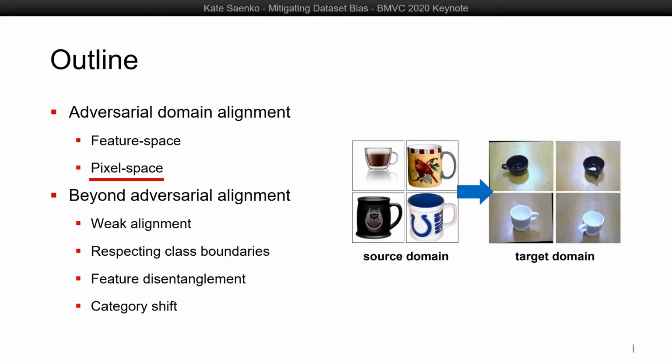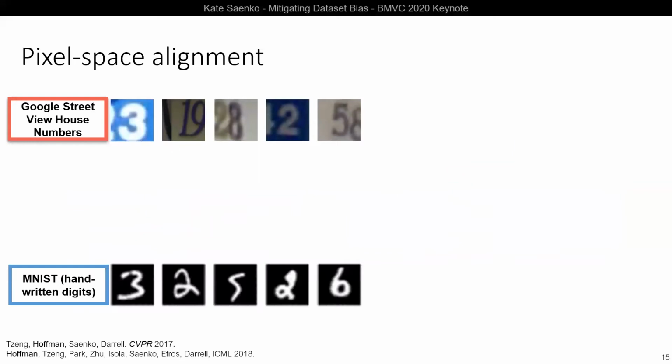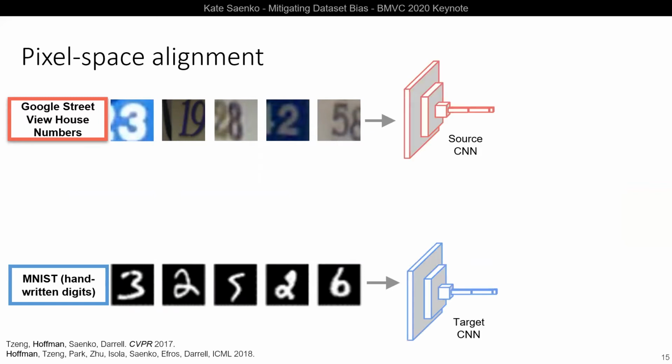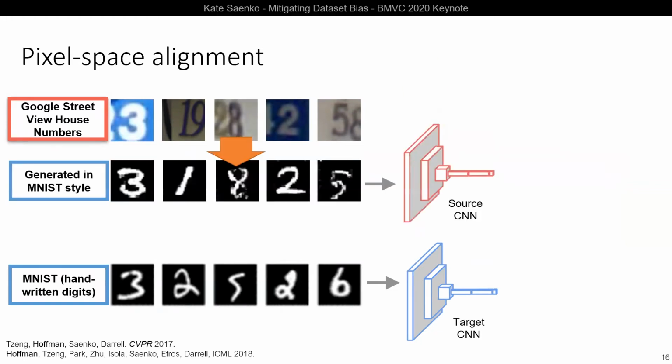Okay, so we can do a similar kind of alignment, but in image space directly. For example, let's suppose that we have, again, a digit domain with labels, which comes from Google Street View numbers, which look different from our target handwritten MNIST digit domain. So instead of feeding images directly into our feature encoders, what we can do is first train an image-to-image translation model to translate the source images to make them look like they came from the target MNIST domain.